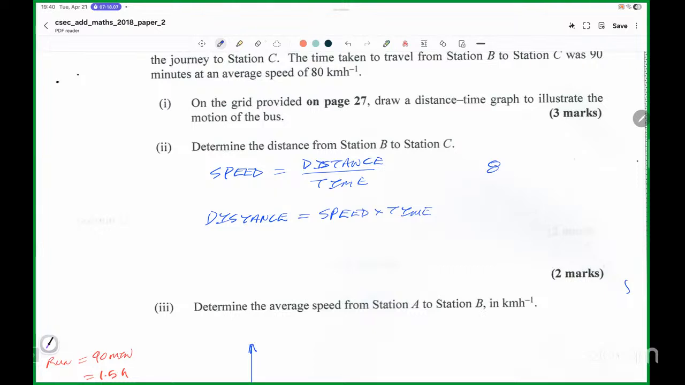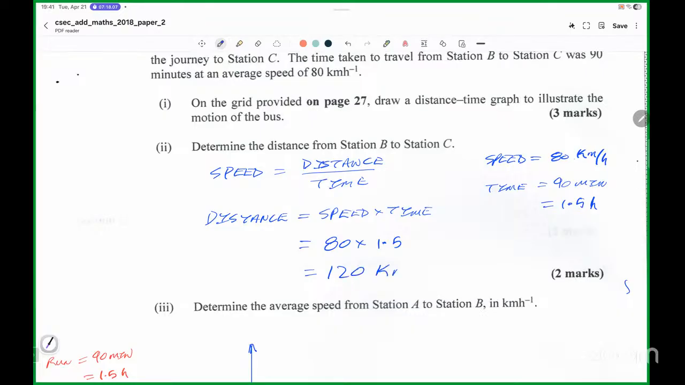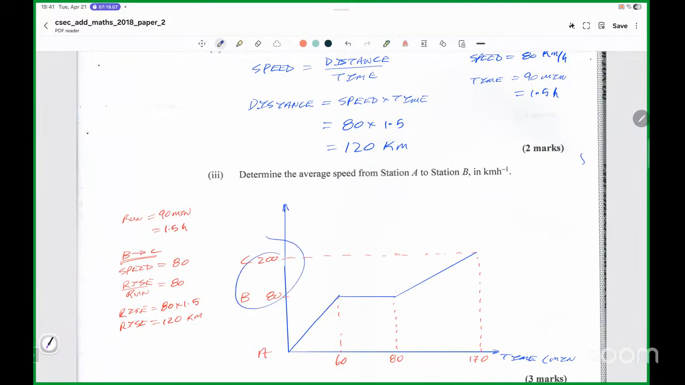The speed is 80 kilometers per hour, and the time is 90 minutes, which is 1.5 hours. Put them in here. So it becomes 80 kilometers per hour times 1.5, which is 120 kilometers. That's the distance from B to C, up here, between B and C, 120.